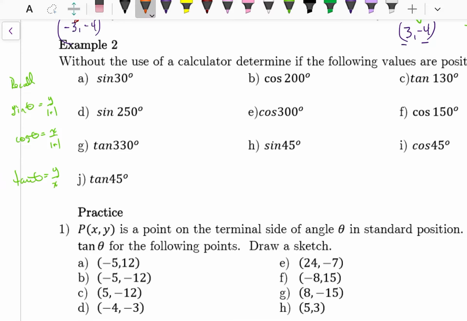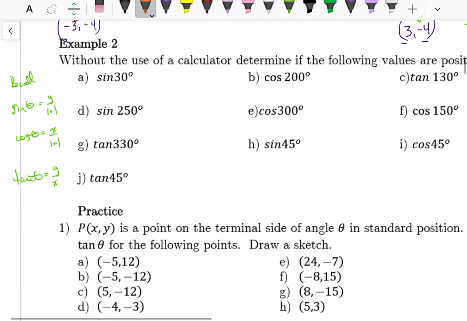But for each of these, if I'm just simply trying to determine whether sine, cosine, and tangent are positive or negative, really all I have to think of is the y for sine, the x for cosine, and for tangent, I think about slope.